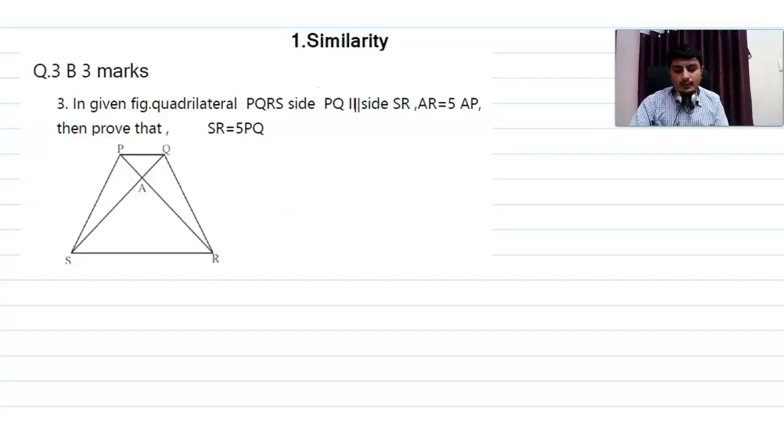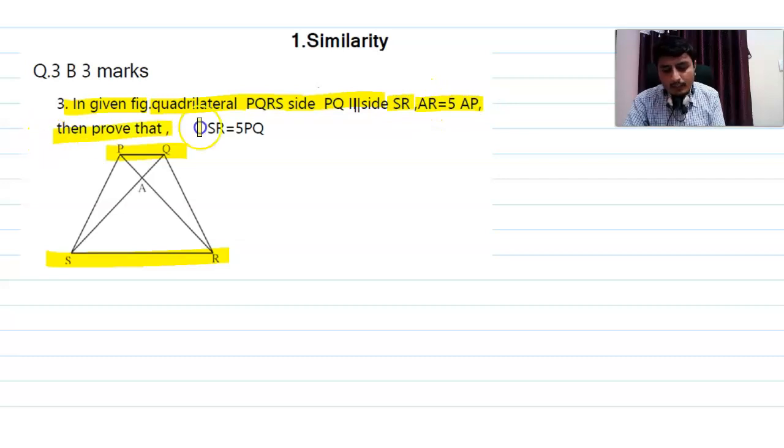Now look at the third sub question from question 3b. In the given quadrilateral PQRS, side PQ is parallel to side SR, AR equals 5 times AP. Then prove that SR equals 5 times PQ. Now look here, we have the segments AR, AP, SR and PQ. Those are the sides of which triangles? First of all, identify that. Those are the sides of triangles APQ and ARS, that is, the blue shaded and the red shaded triangle.